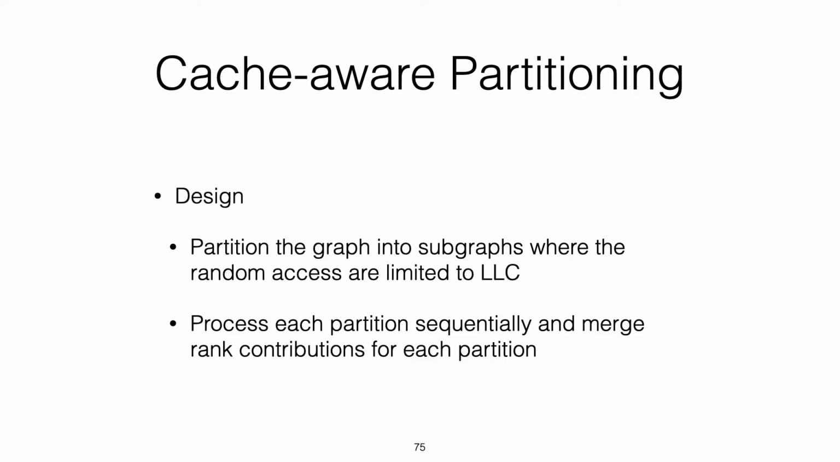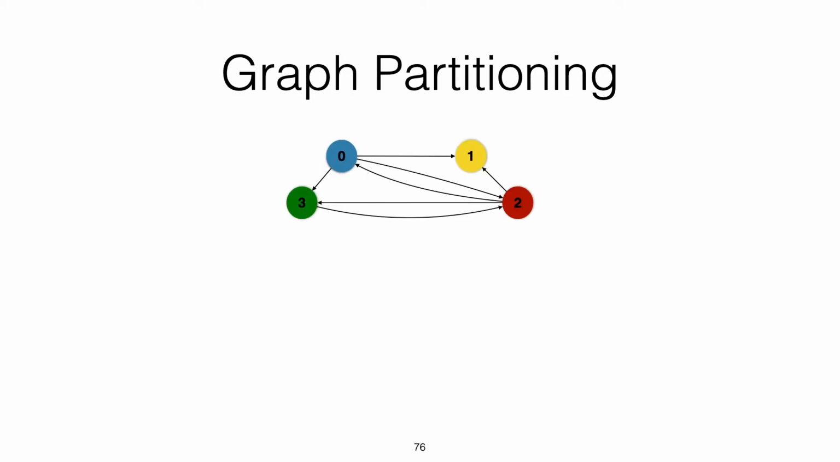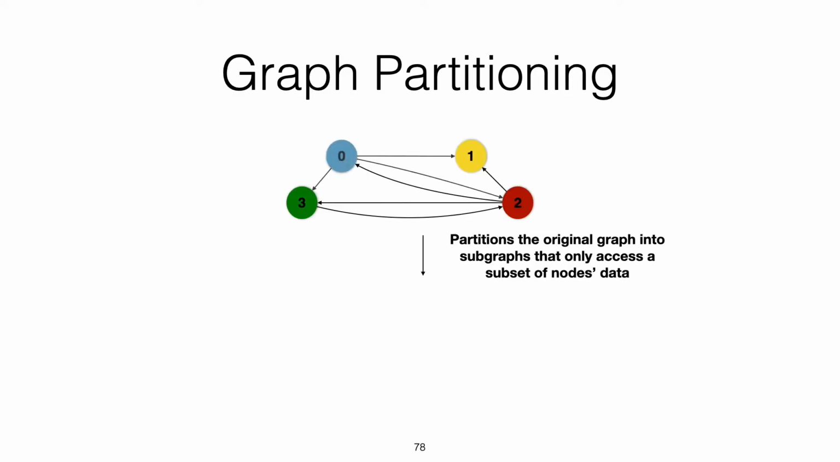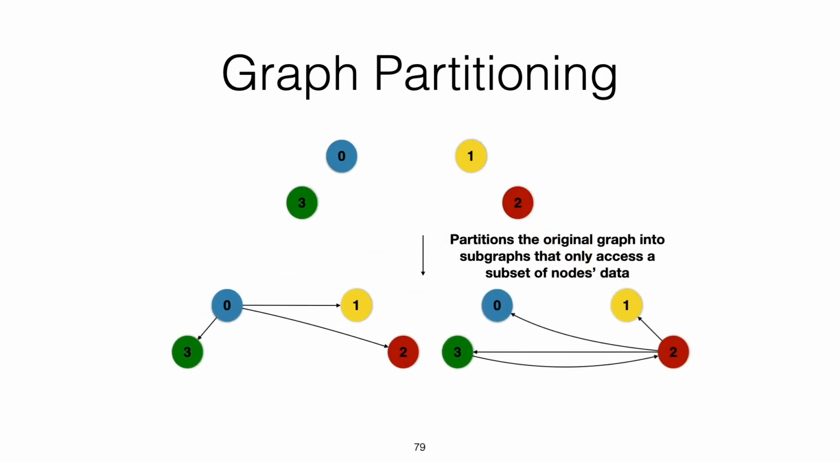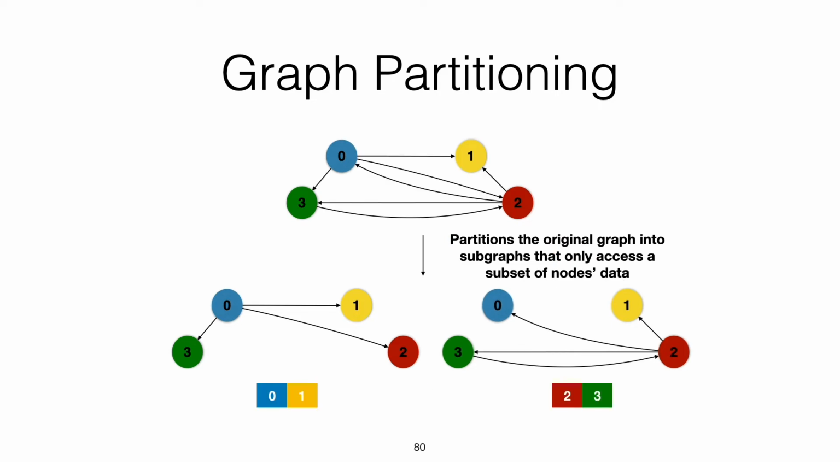So another thing we can do is cache partitioning. What that means is partition the graph into subgraphs where random access is limited to the last level cache for each subgraph, and process each partition sequentially and merge the rank contributions for each partition at the end. So you look at this graph and you can partition these four edges to one graph and the other edges to another graph, and then iterate through graph by graph.